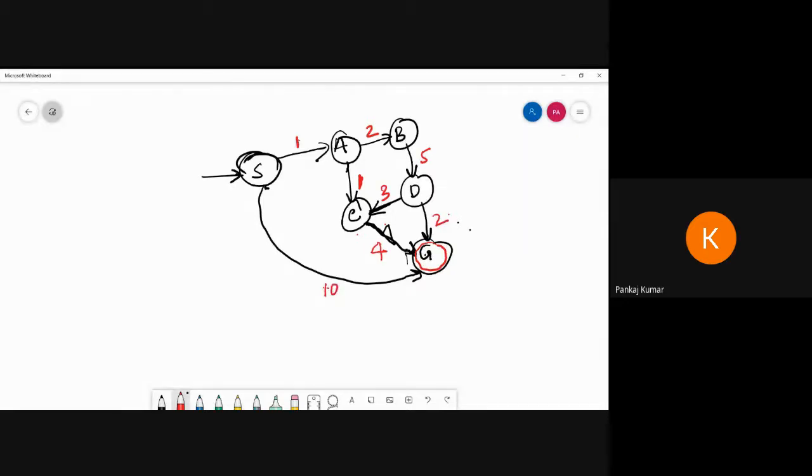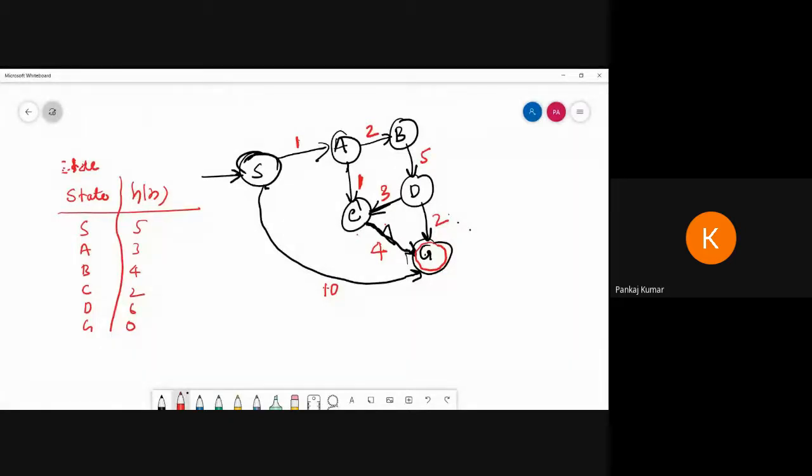Okay, and the heuristic function is given for each state. The state and h of n are given. Suppose h of n for S, A, B, C, D, and G is given as 5, 3, 4, 2, 6, and 0. The goal state heuristic function is 0. And sometimes the heuristic function of the start node, h of S, is also given. That is the rarest scenario. Okay.